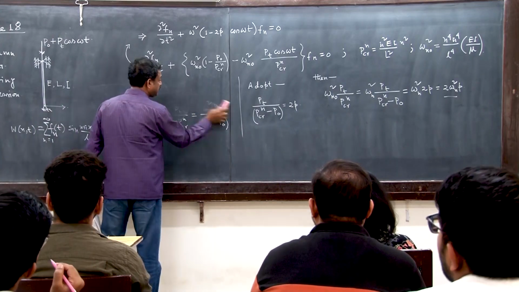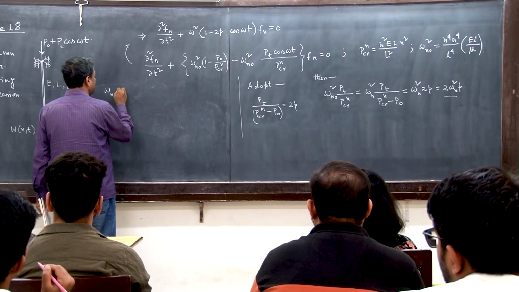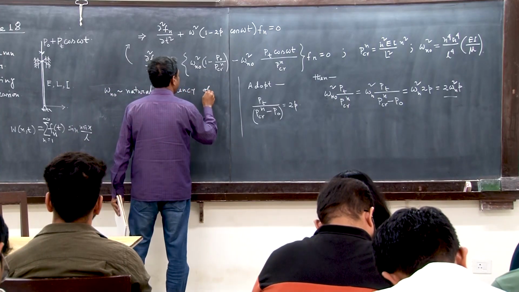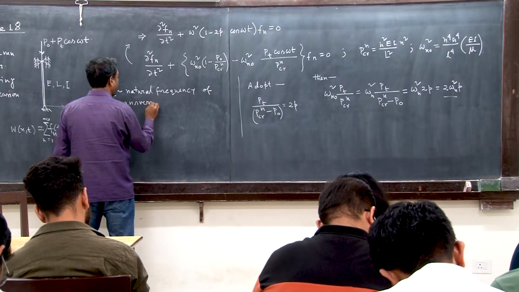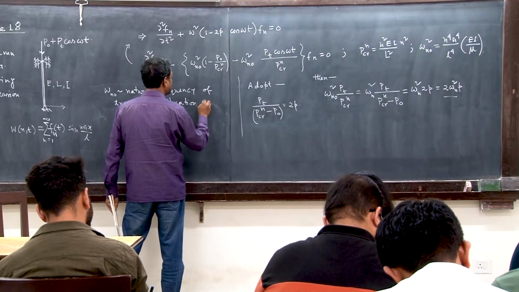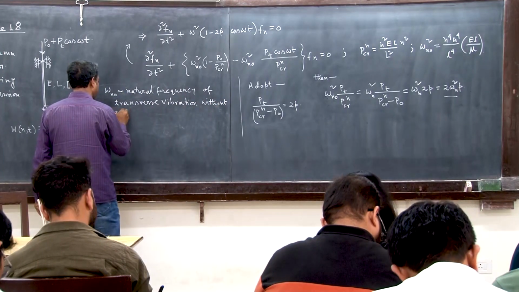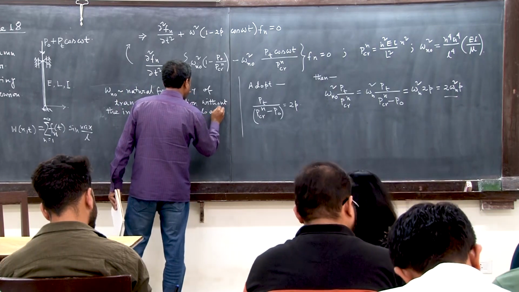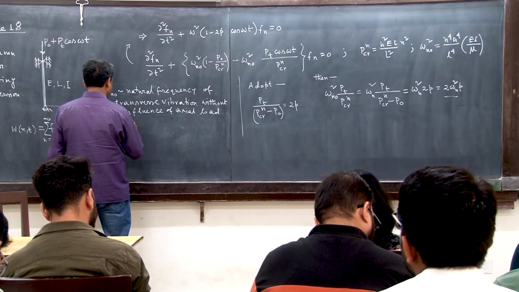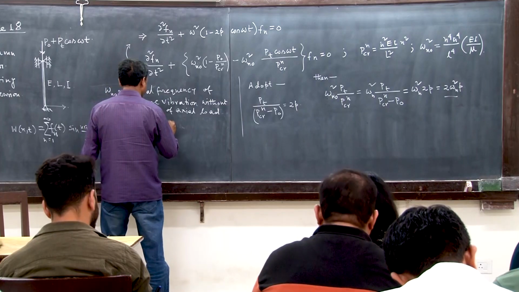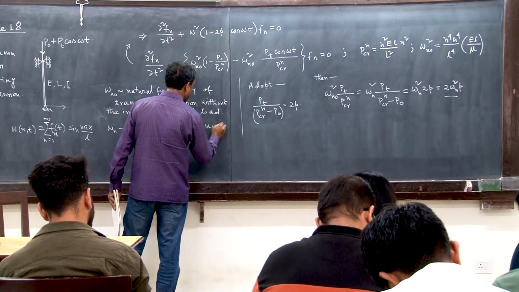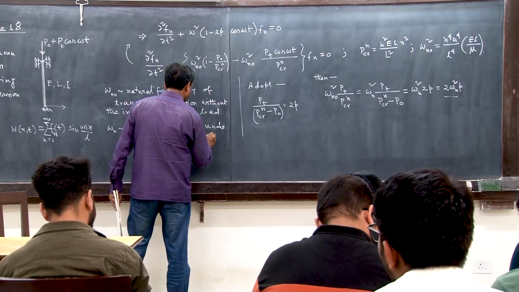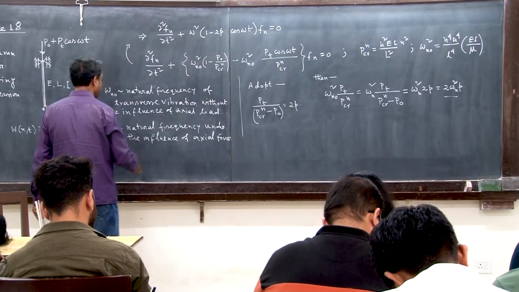Okay, so here please write: omega 0 is the natural frequency of transverse vibration without the influence of axial force, without the influence of axial load, and omega n is the natural frequency under the influence of axial force, and small p is a load parameter.